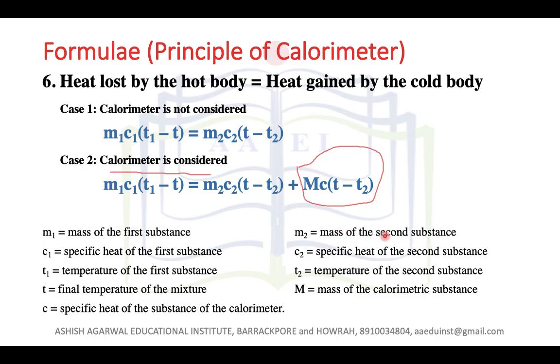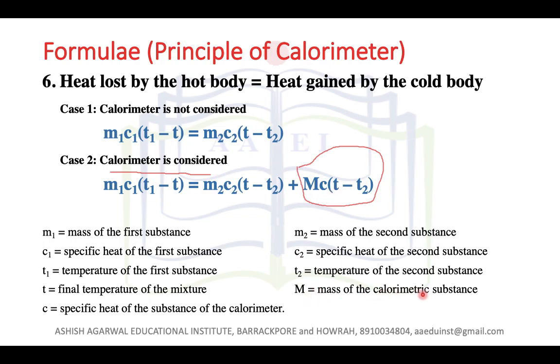M2, C2, T2 denotes the mass of the second substance, specific heat capacity and temperature, that is the lower temperature. These are the two parameters. T2 we can also call the initial temperature of the second substance. Small t we have seen, this is the final temperature of the mixture. Now comes this parameter, capital M, capital C, and t minus T2 we have just now seen. So capital M and small c, these are two more parameters.